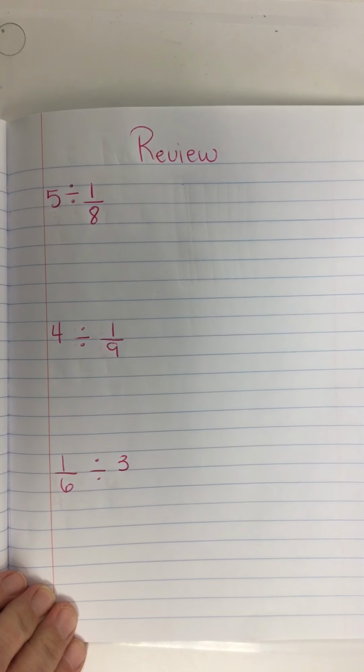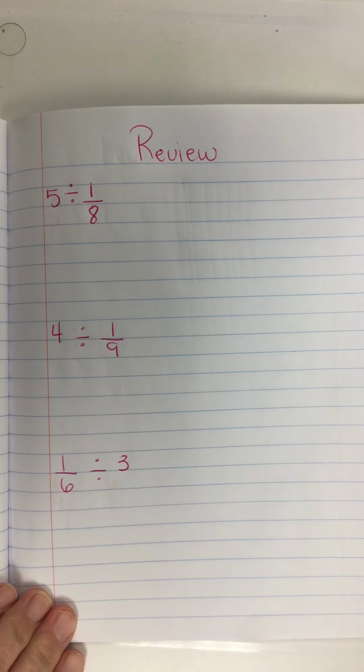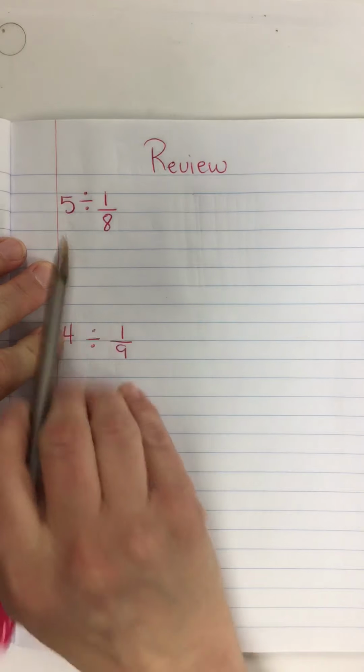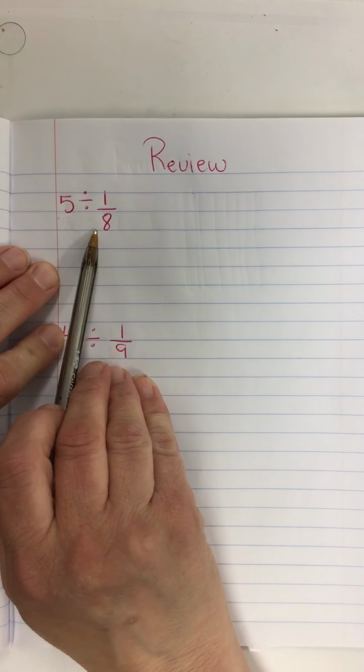Okay, so I wanted to do just a little review with you and make sure that you understood how the models look and how the algorithm is going to look. Okay, so I'm starting with 5 divided by 1/8.